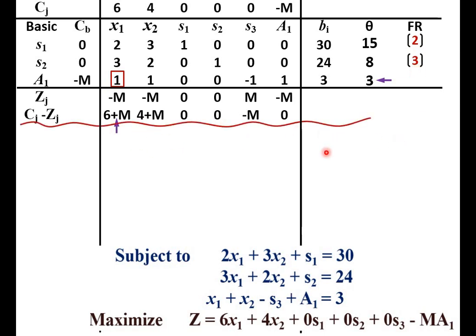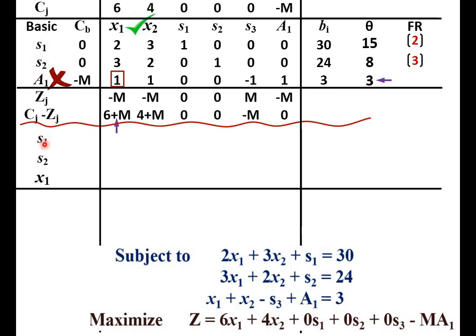Now what is the conclusion from iteration 1? The key column suggests the entering variable and the key row suggests the leaving variable. That means at the end of iteration 1, it suggests that you should produce x1 instead of A1. So I can write for the next iteration S1, S2 as it is, but instead of A1 now it is x1.